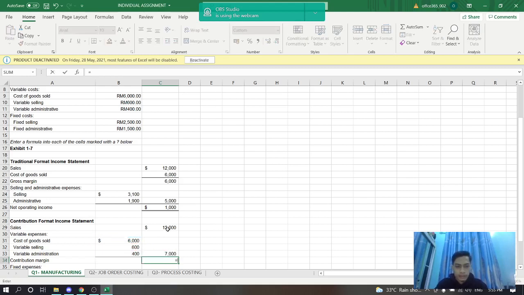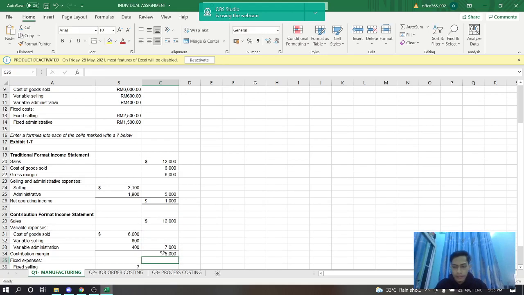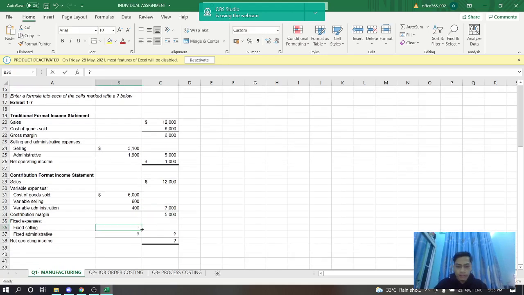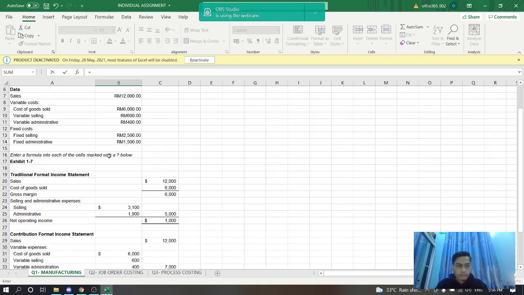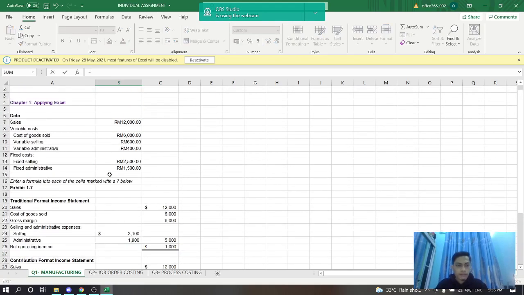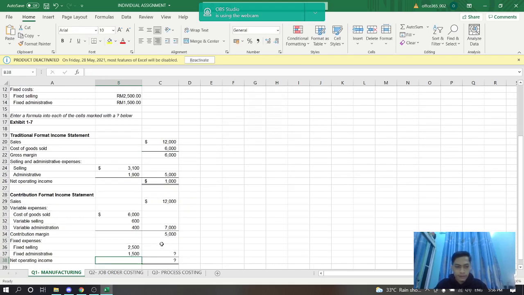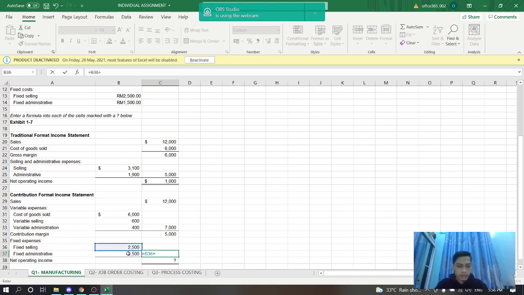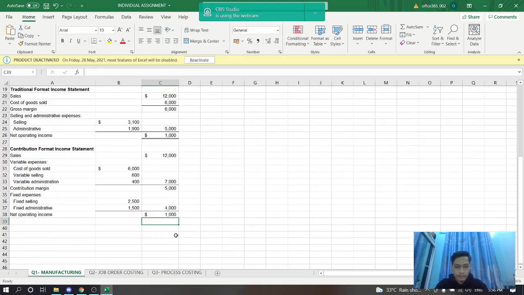contribution margin is sales minus the total sum of variable expenses, and then fixed selling 2,500, and then fixed administrative 1,500, and the total sum fixed selling is 4,000, and the net operating income is contribution margin minus the fixed expense.